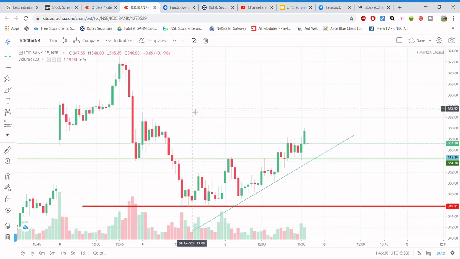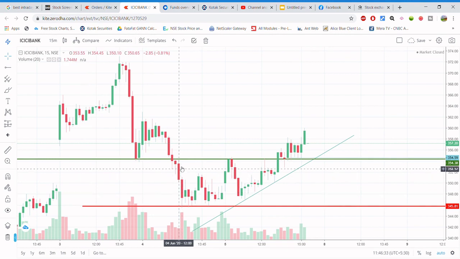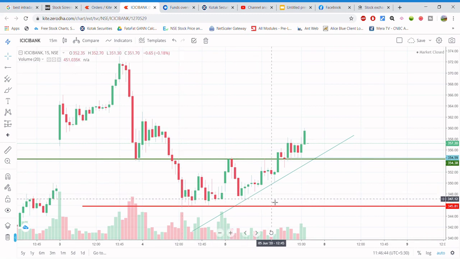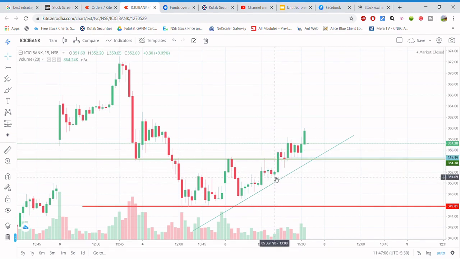So you can see almost like 15 minutes starting from here. Once it has broken down, it started consolidating here. Look at the time, 12:15, and before it could actually give you a breakout, almost like 30 minutes, or maybe more than that. I mean, next day, I'm talking about almost one day it stayed in that particular range. What happened after that? Around 1:15 on the 5th of June, there is a breakout. A good breakout, not so much volume, but the breakout was good.